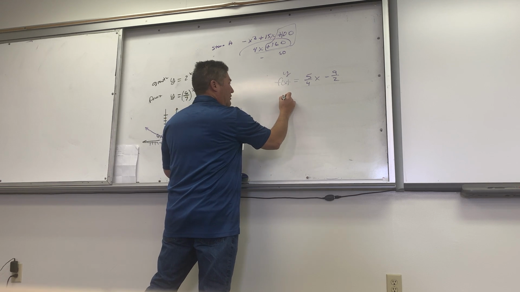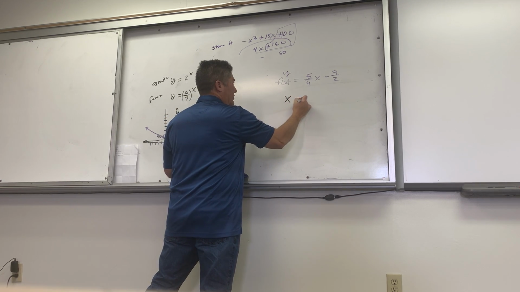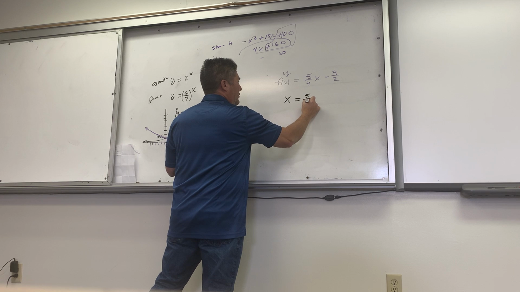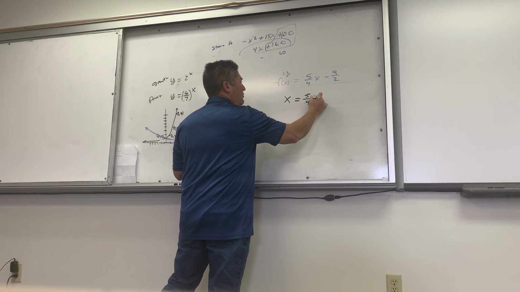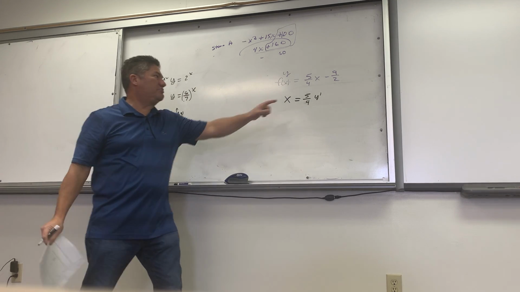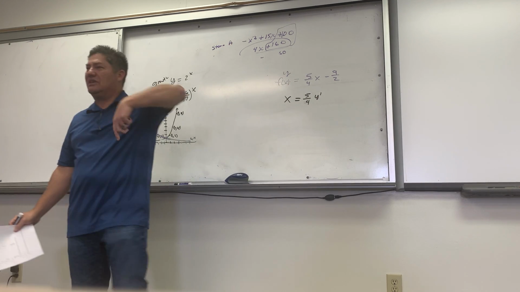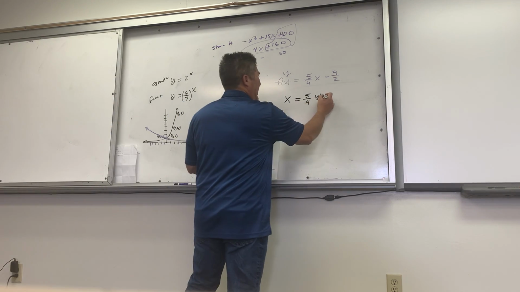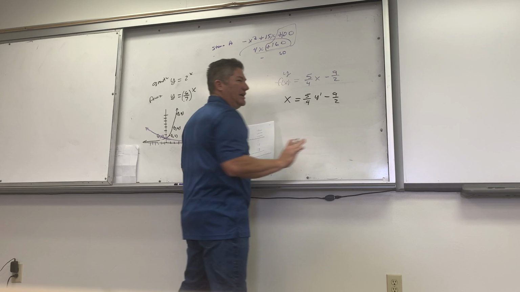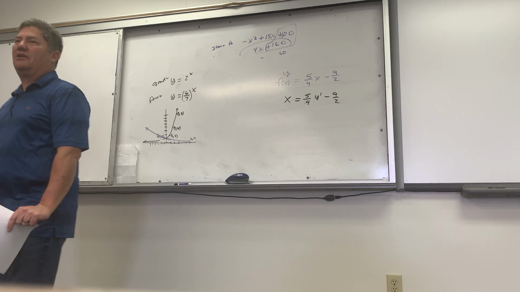So I'm doing x equals 5 over 4 y inverse. I always just put a little dash there, reminding me that I'm actually trying to find the inverse. So that just tells me, hey, I'm doing the inverse. I've changed my x and y. And then minus 9/2. That's it. Now I want to get the y by itself. How do I do that?